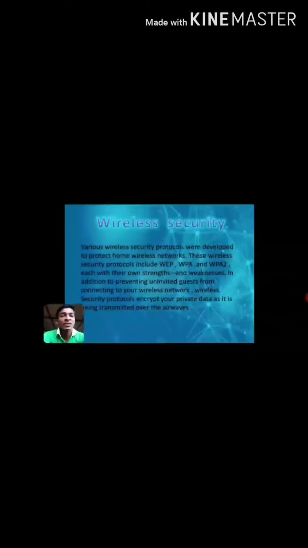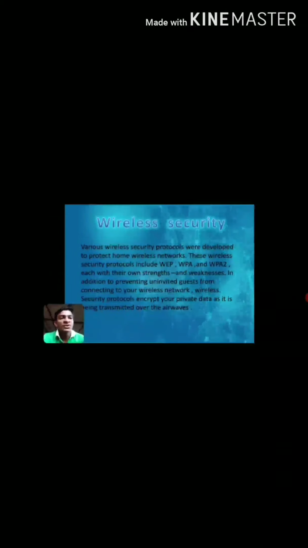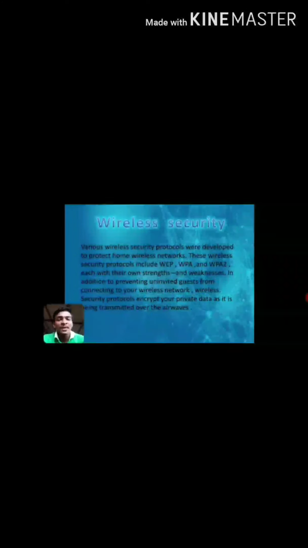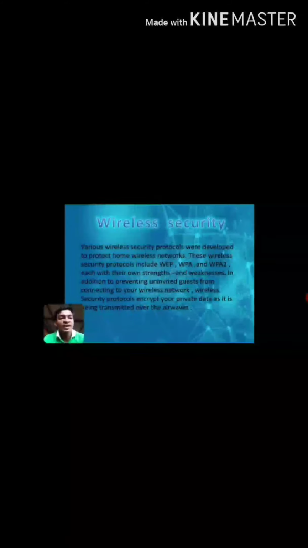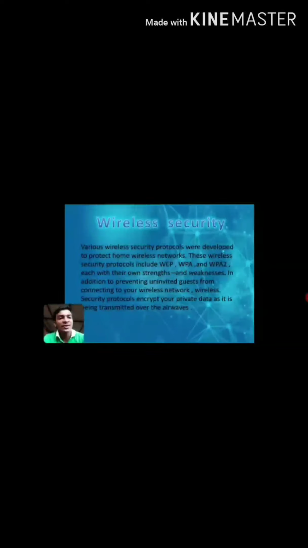Wireless security. Various wireless security protocols were developed to protect home wireless networks. In wireless security, there are various protocols. They are named WEP, WPA, and WPA2, each with their own strengths and weaknesses. In addition to preventing uninvited guests from connecting to the wireless network, these wireless protocols also serve to encrypt our private data as it is being transmitted.